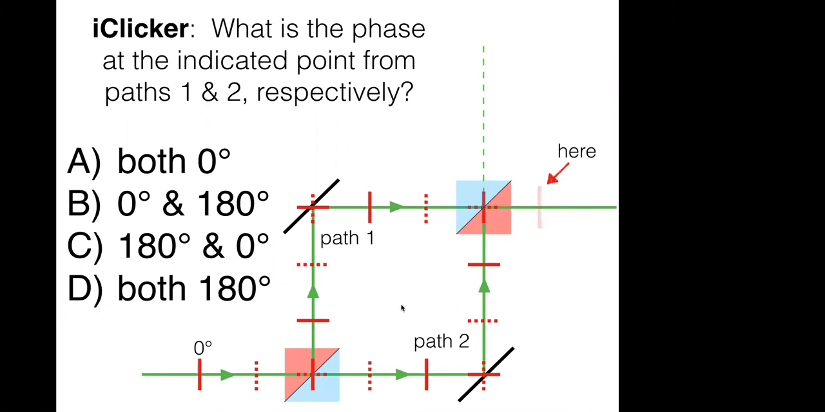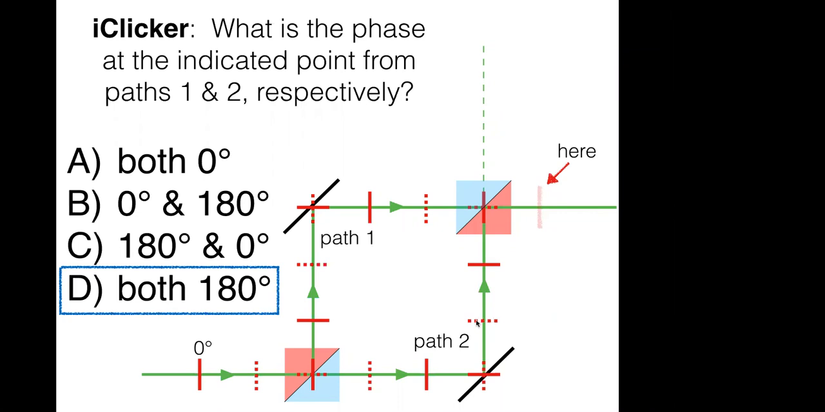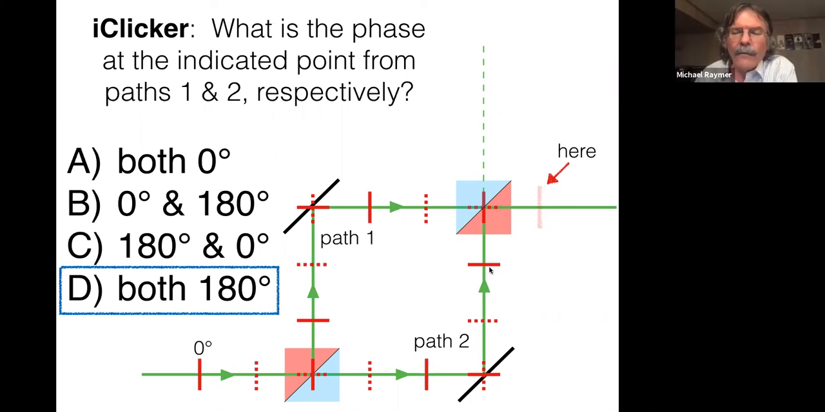Dr. Raymer, about this question, I think you get 180 because the red side has a phase shift. Oh, so I was wrong. Amy's usually right. Okay, so the red side has a phase shift. So it's trough, peak, trough. Yep, absolutely correct. Thank you very much. I forgot to flip the phase.